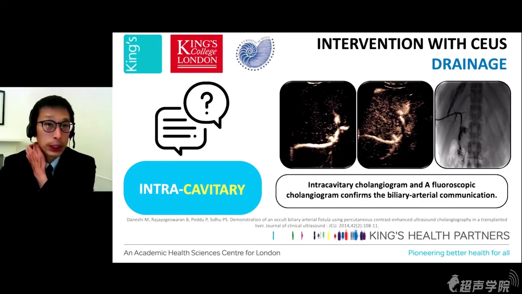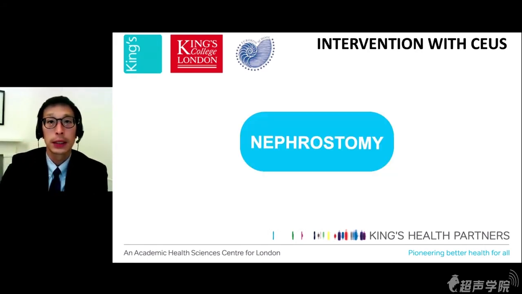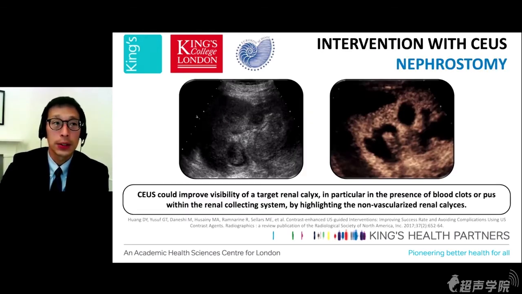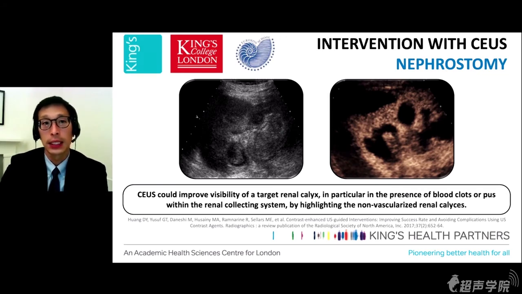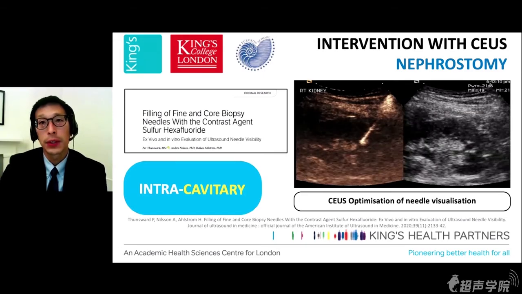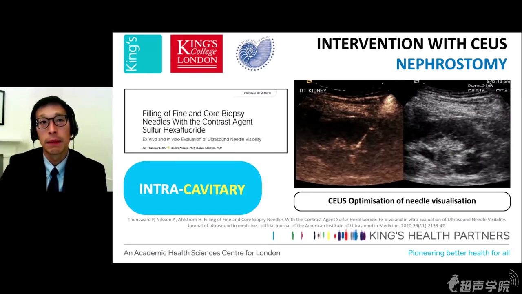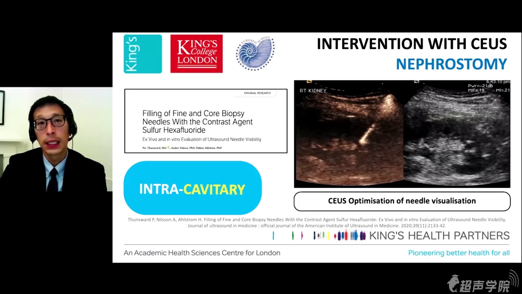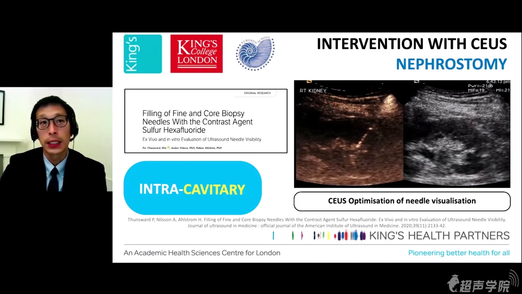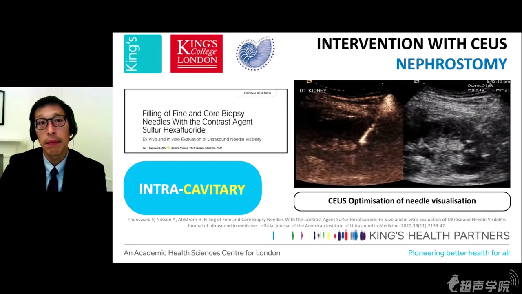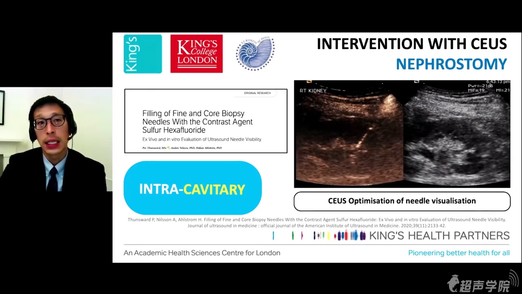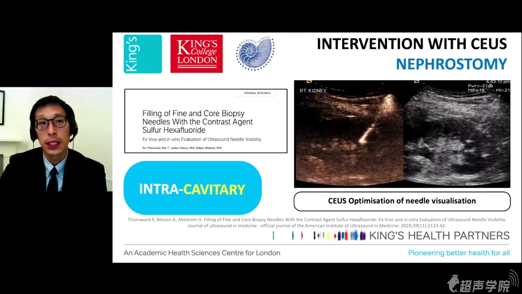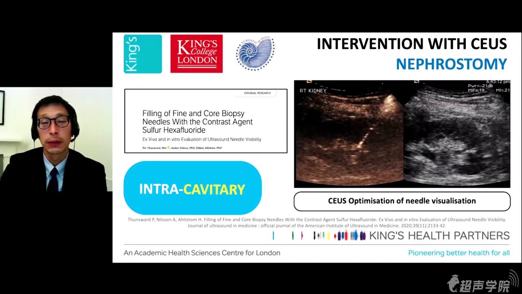procedure that's performed under ultrasound guidance, which is a nephrostomy. Intravascular contrast ultrasound can improve visibility of the non-perfused target renal calyces, particularly in the presence of multiple clots or pus in the collecting system. We can also optimize the visualization of our puncture needle by coating or filling the needle with contrast agent. This is a very useful technique, and you can see the comparison between the ease of visualizing the needle with the contrast-enhanced ultrasound compared to the grayscale ultrasound.